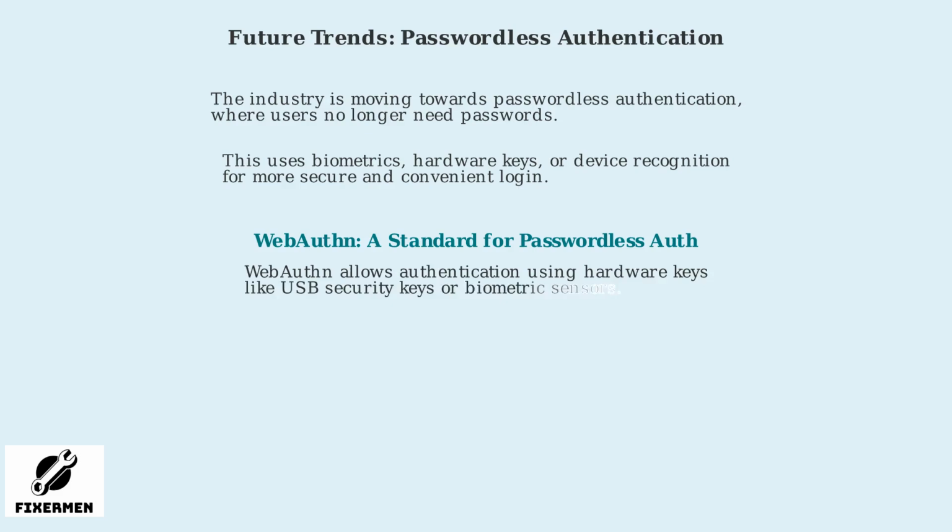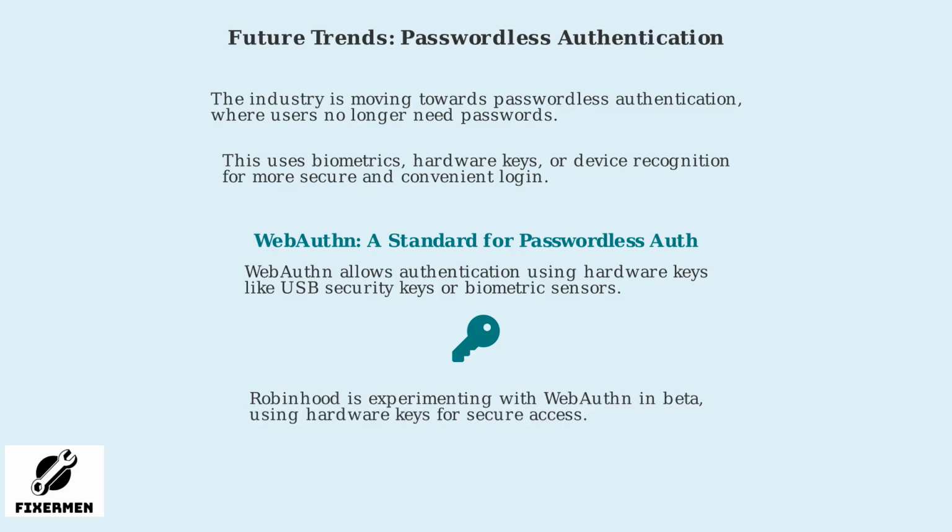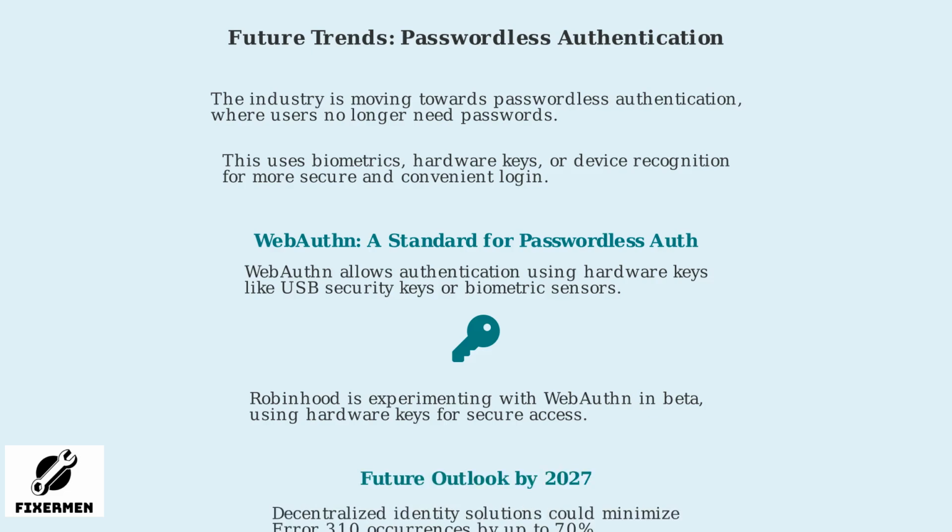WebAuthn is a key standard for passwordless authentication, allowing users to authenticate with hardware keys such as USB security keys or built-in biometric sensors. Robinhood is currently experimenting with WebAuthn in their beta program, implementing hardware keys to provide secure access without passwords. Looking ahead to 2027, decentralized identity solutions could significantly reduce authentication errors like Error 310 by up to 70%, offering a more robust and user-friendly security model.